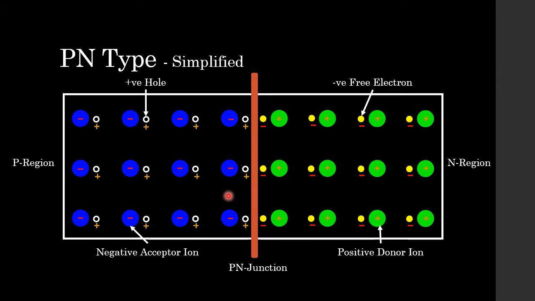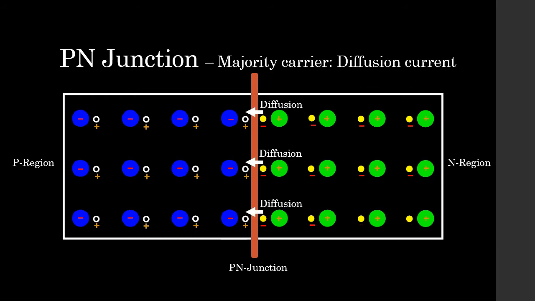Important slide that we have here for terminology. Students, please keep this in mind moving forward, especially that these are negative acceptor ions and these are positive donor ions in the PN type semiconductor. Now, if we look at what happens at the PN junction, you'd be right to say that there's a high concentration of free electrons in the N region because they are the majority charge carrier, which means there's a low concentration of free electrons in the P region. They're not shown here, but they are there.